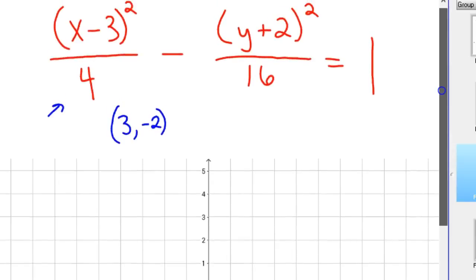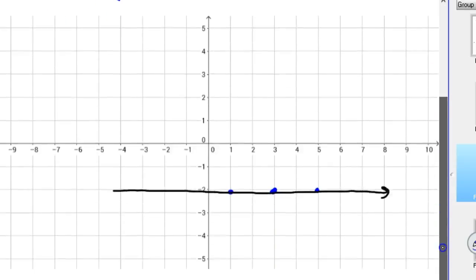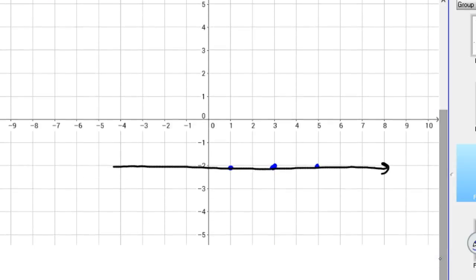And then you do the same in the y direction. Since 16 is underneath y, we're going to go up 4 and down 4, because the square root of 16 is 4. So 1, 2, 3, 4. Kind of off my grid just a little bit. But the key here is this is where you'd draw an ellipse, and you'd have a rough sketch of an ellipse. This is not an ellipse. What this is instead is the scaffolding for our asymptotes.